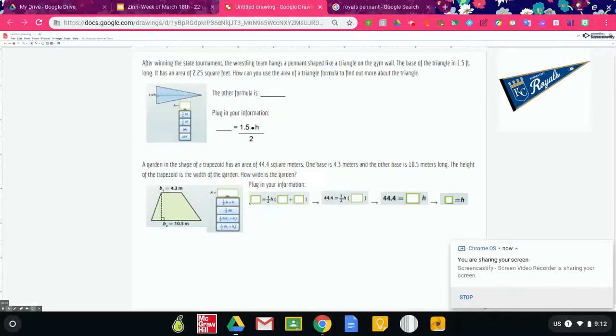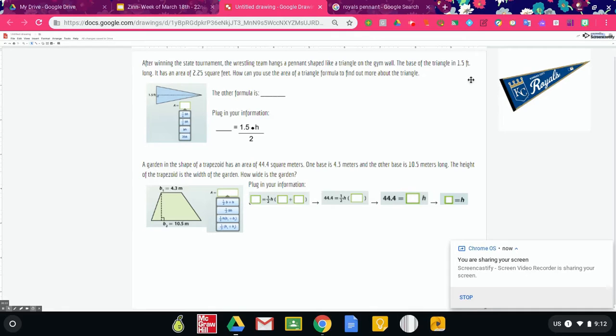These notes cover how to solve area equations, so you guys need to have all of the formulas to find the area of different types of polygons. We're going to start at the top. It says, after winning the state tournament, the wrestling team hangs a pennant shaped like a triangle on the gym wall. And then I copied and pasted an example of what a pennant is from Google.